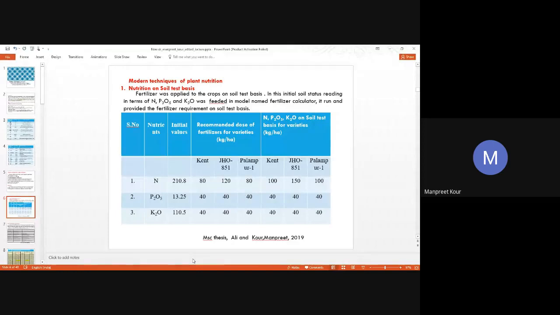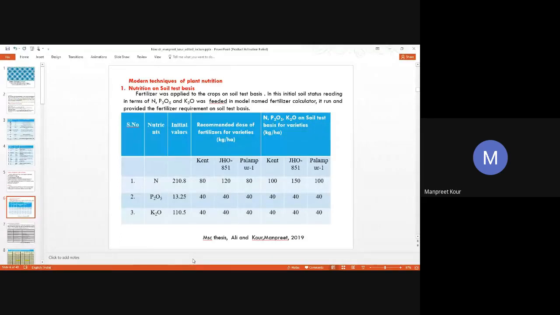Now, if we talk about the modern techniques of plant nutrition, the first technique is nutrition on the basis of soil test. I have already told that previously the application was blanket. Blanket means we go for the RDF, whatever the package and practices suggested, we go for the blanket application. But not this. Now we have to go for nutrition on the basis of soil test.